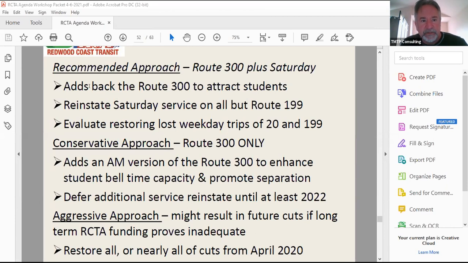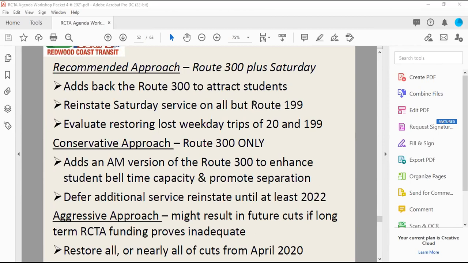The Route 300 operates for about an hour in the morning and an hour or so in the afternoon, taking students to and from the campus. We're trying to potentially serve both Crescent Elk and Del Norte High School. Reinstating all this is a minor one if you look at the amount of hours. I believe it's in the 500 or so annual range. The Saturday is more robust. That would bring a couple thousand hours back if we just brought that back in.